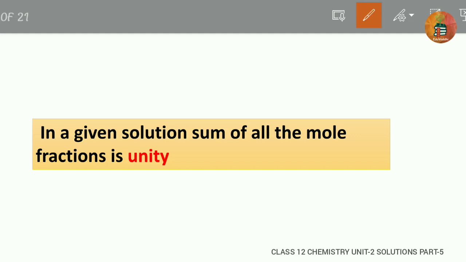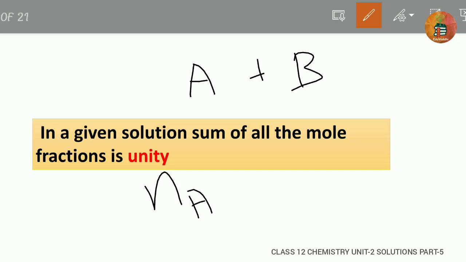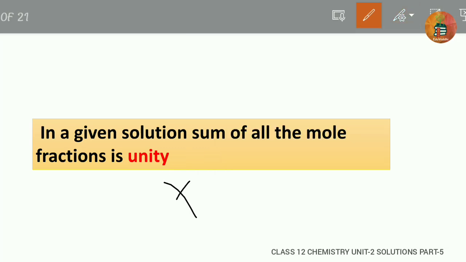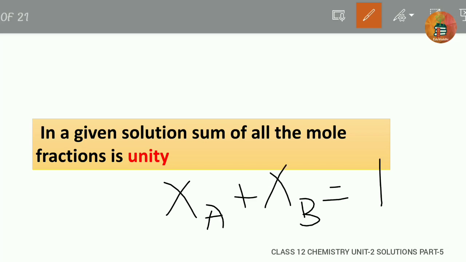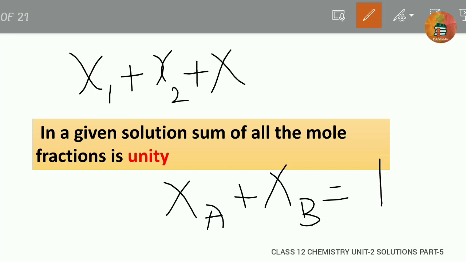It is given that in a given solution, the sum of all the mole fractions is unity. So let me consider a binary solution which has component A and component B. In that case, the mole fraction of component A added with the mole fraction of component B, you will get the answer as unity. If the solution has i number of components, then the mole fraction of component 1 added with components 2, 3, and so on up to the mole fraction of the last component is equal to unity.